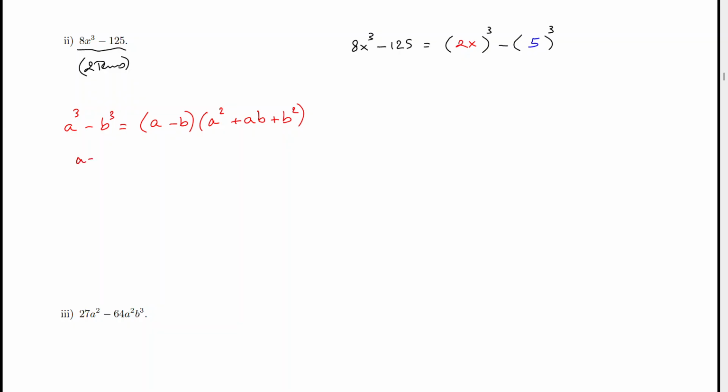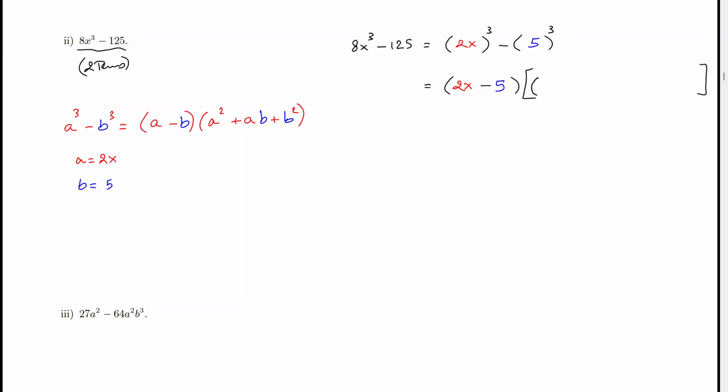So a is 2x because that's the first base that was cubed, and the b is the 5 because that was the second base being cubed. So what I have to do is basically replace all the a's with 2x and all the b's with 5 to get my solution. So there's going to be a tiny parentheses followed by a really big parentheses with a lot of terms inside of it. And the first parentheses contains just simply 2x and 5 with a minus sign in the middle. That's what the formula tells me to do.